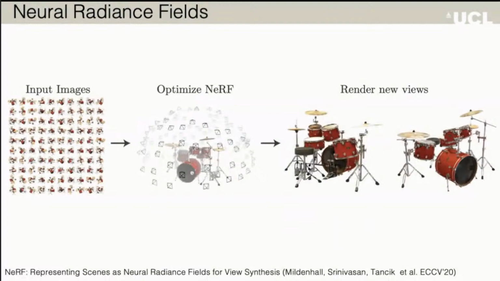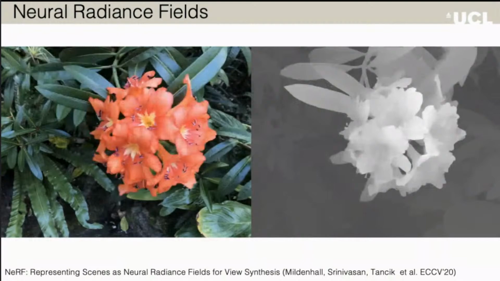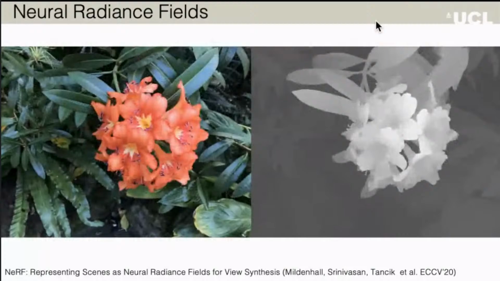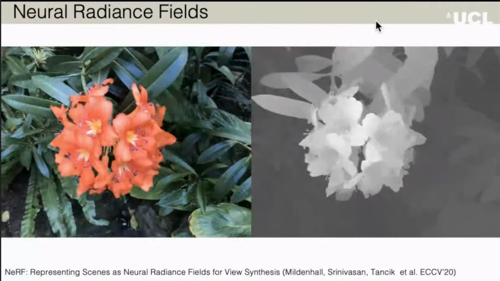I'm going to show you, perhaps I don't have really much time, so I'm just going to show you. I'm going to assume that everybody is quite familiar now with neural radiance fields. So representing scenes as neural radiance fields for view synthesis. This was an incredibly popular paper in ECCV.